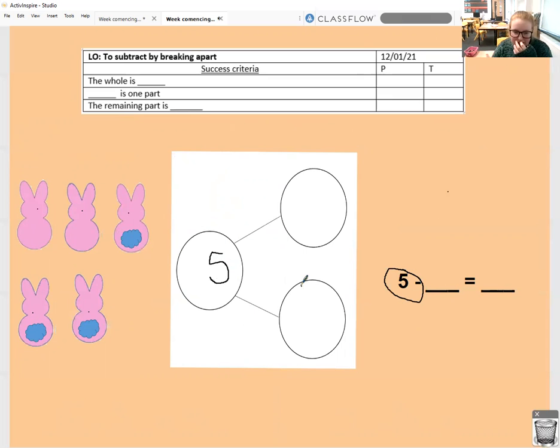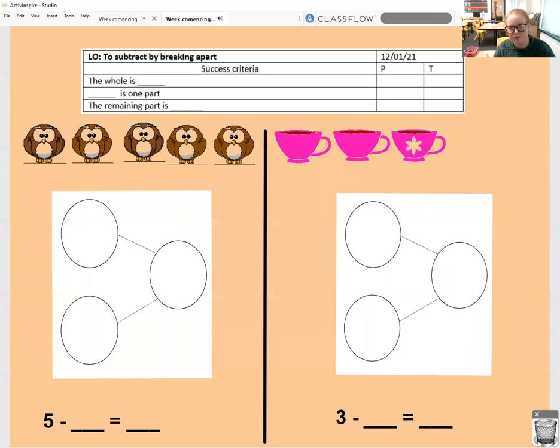Now, my first part, if I want to know how many bunnies do not have a tail, first of all, I need to know how many do. So I need to count all the bunnies that have a tail. Let's have a look. 1, 2, 3. 3 bunnies do have a tail. My first part is 3. So 5 subtract 3. My remaining part now is how many bunnies do not have a tail. So my remaining part is 1, 2. My remaining part is 2. 5 subtract 3 equals 2.